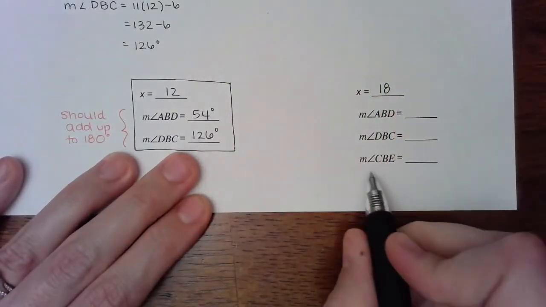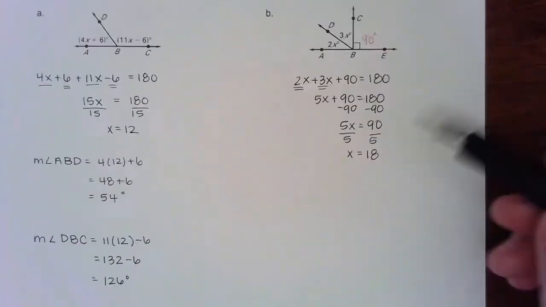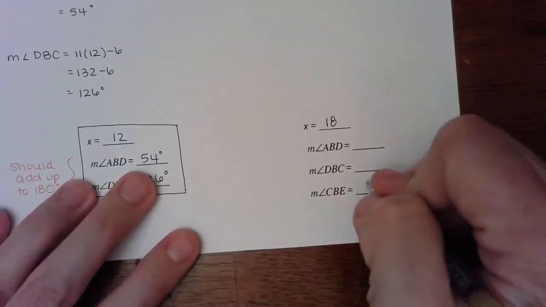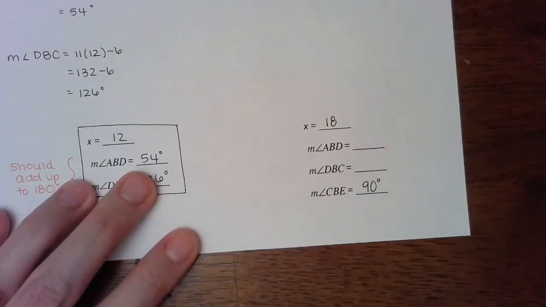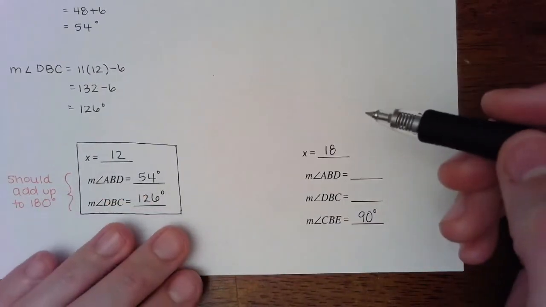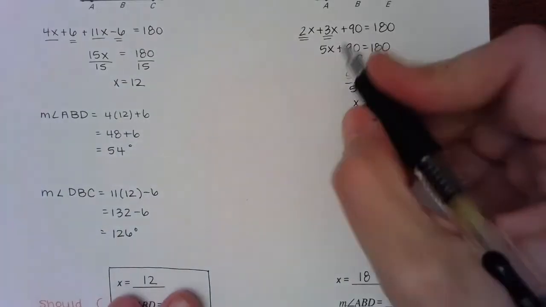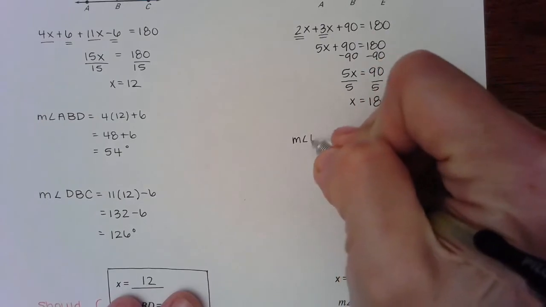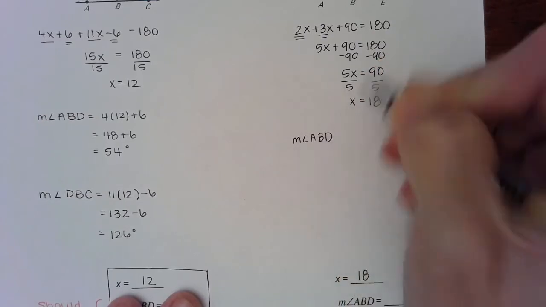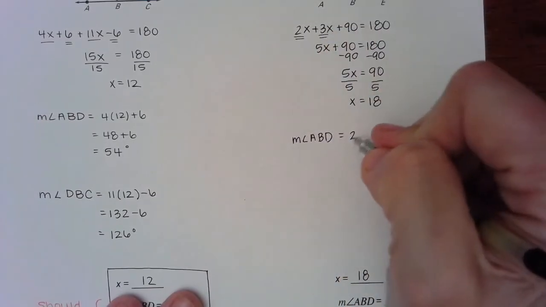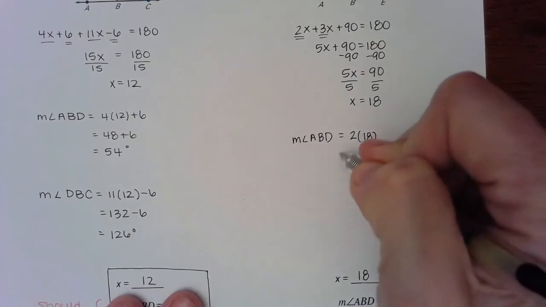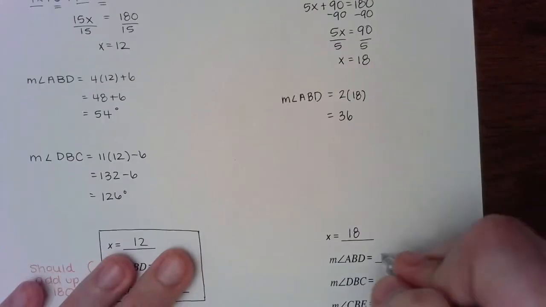I can actually fill in this one right away, angle CBE, that one's 90 degrees, and I can tell that just from the picture. And so to finish, to find my other two answers, they want me to find the measure of angle ABD, and that's this one right here. So 2 times 18, so that one's 36 degrees.